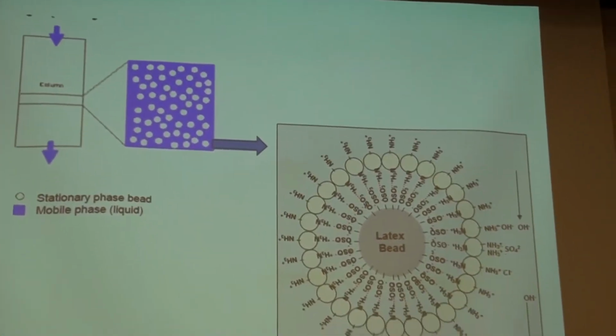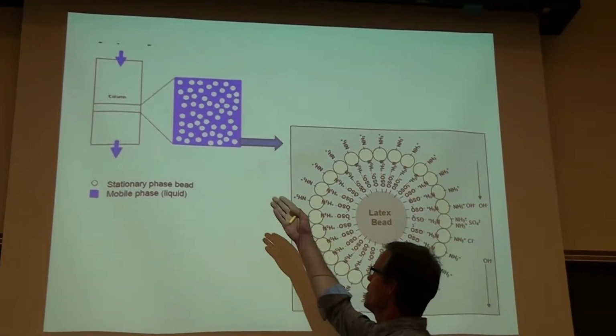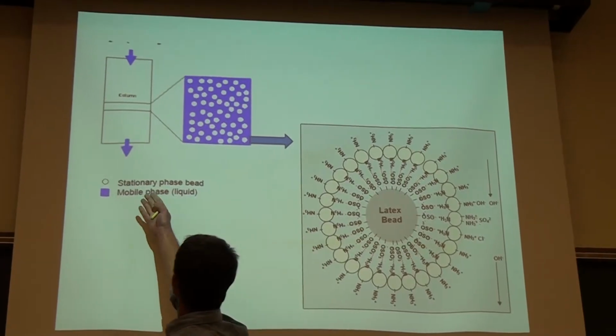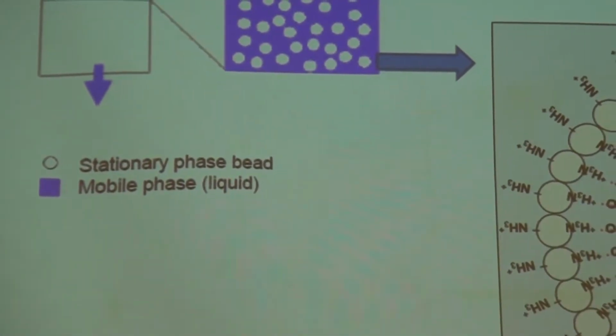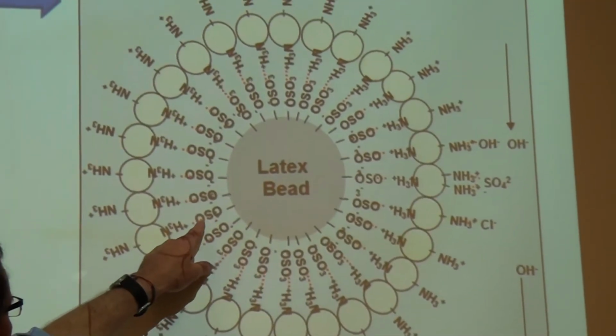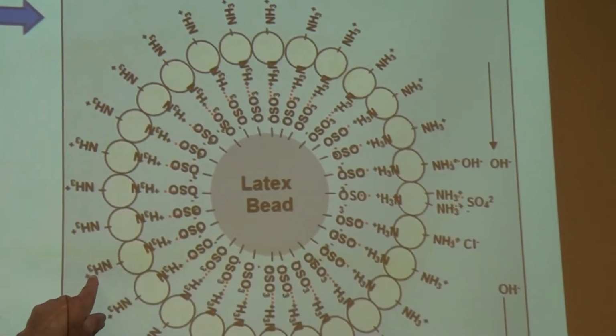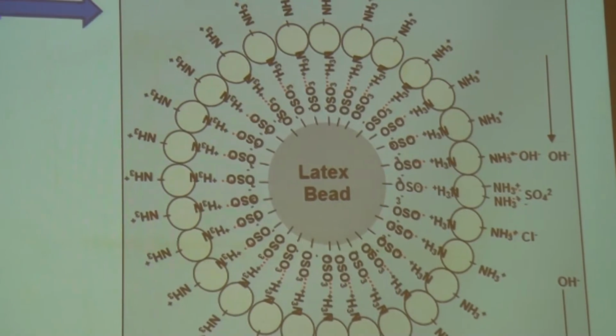So this is a stylized example of what I was drawing earlier, that you have a column that's packed with a stationary phase. It could be beads. Typically it's some kind of a small bead that's made out of something. In this example, it's a latex bead. And on that bead, it's got these functionalized groups, and at the end of it has some functional group that is imparting chemical character on that bead.